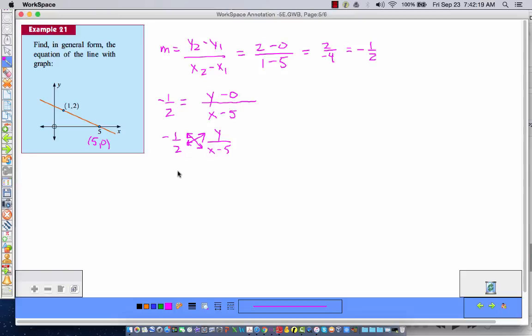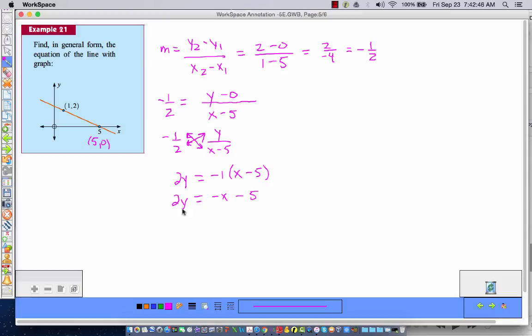So 2 times y is 2y, and that is going to equal negative 1 multiplied by x minus 5. And please do not forget these parentheses. They are extremely important because it reminds us that we must distribute the coefficient here. So we clean up a little bit. 2y equals negative x minus 5. Stay tuned on that one.